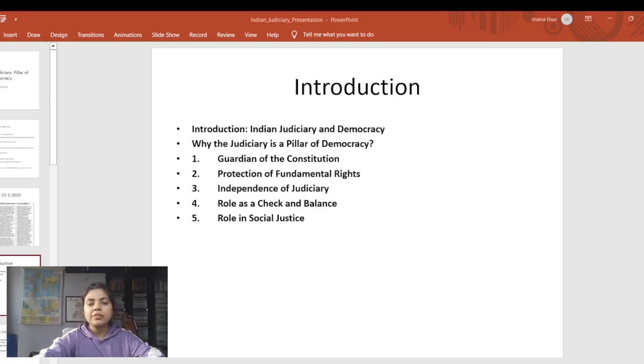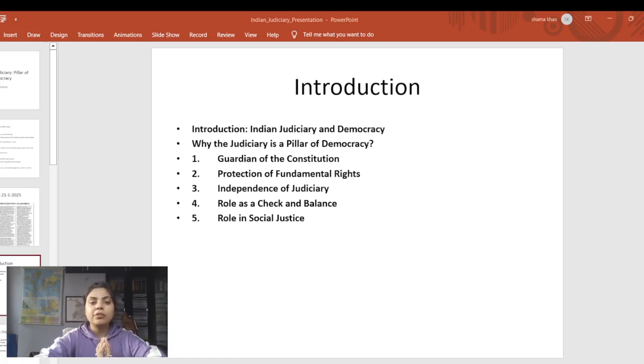The first point we can see is that the judiciary acts as a guardian of the constitution. The judiciary ensures that laws passed by the legislature and the actions of the executive are consistent with the constitution. It has the power of judicial review to strike down unconstitutional laws or actions. So, keeping this in mind, we can see the judiciary is the guardian of the constitution.